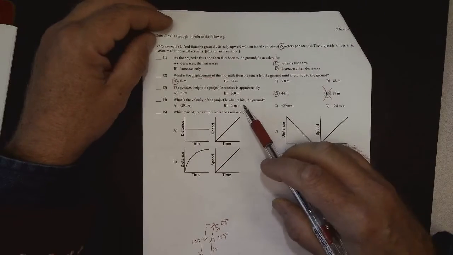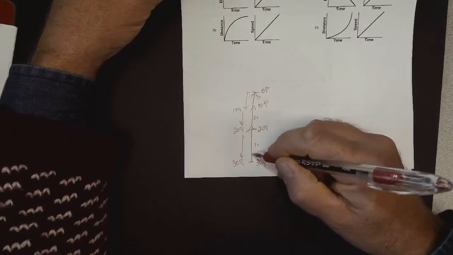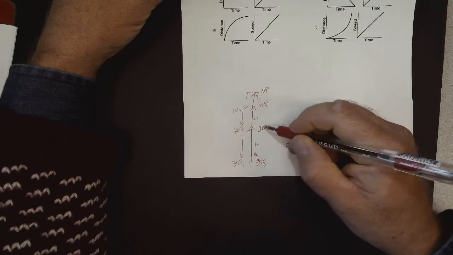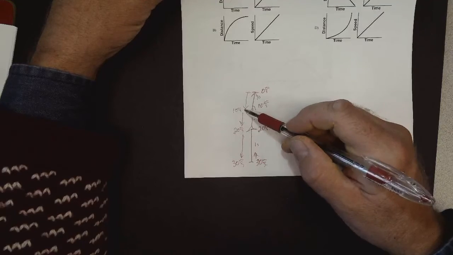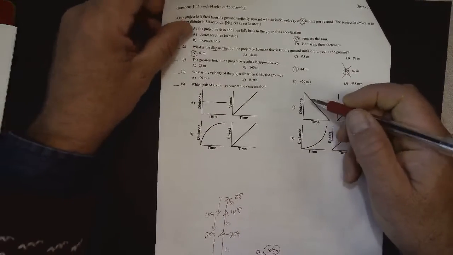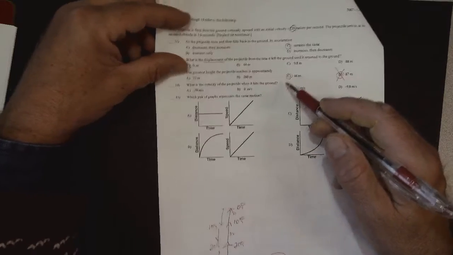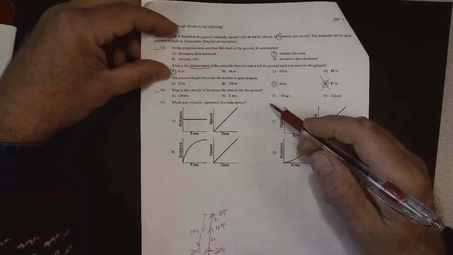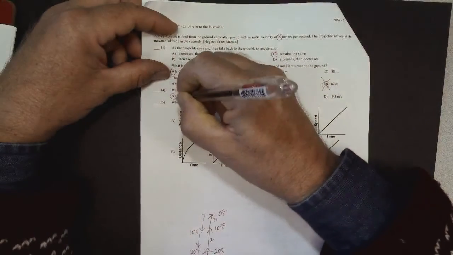What is the velocity of the projectile when it strikes the ground? Well, we're right back here, right? It was going 30 meters per second up, 20 meters per second up, 10, 0. On its way down, 10, 20, 30. So its velocity is going to be exactly the same as it was when it began, only in the opposite direction. So if we consider up positive, we consider down negative.